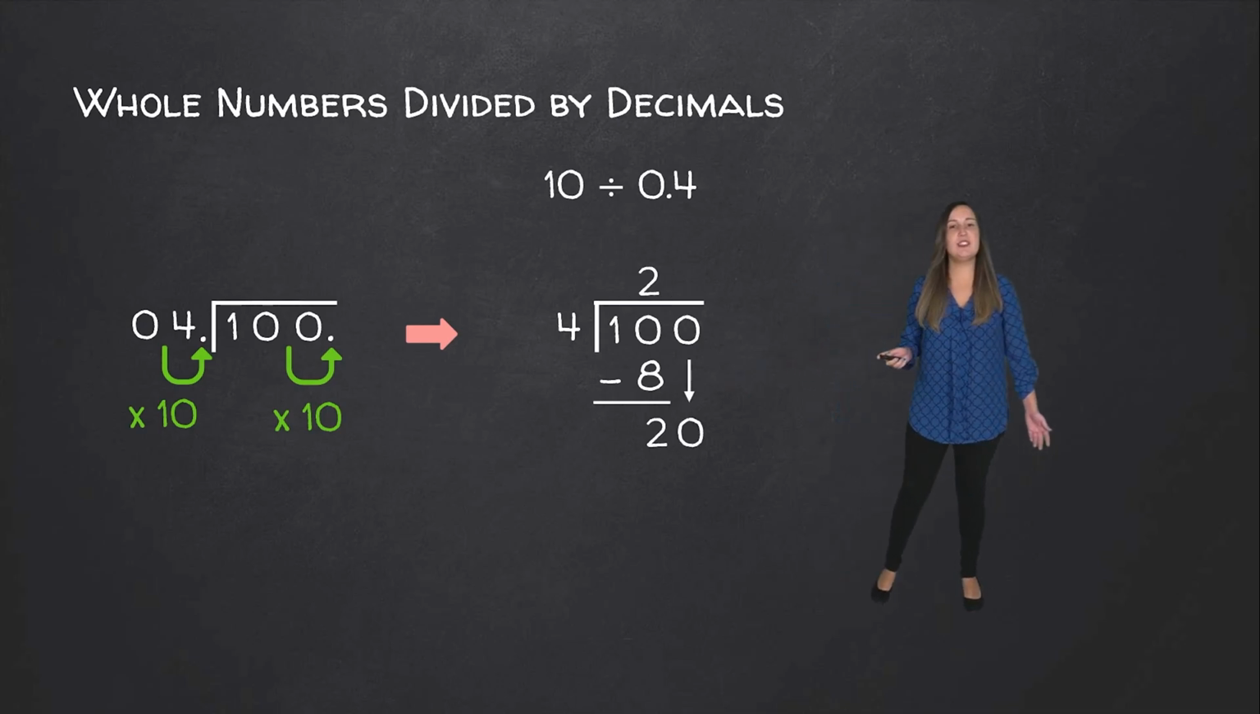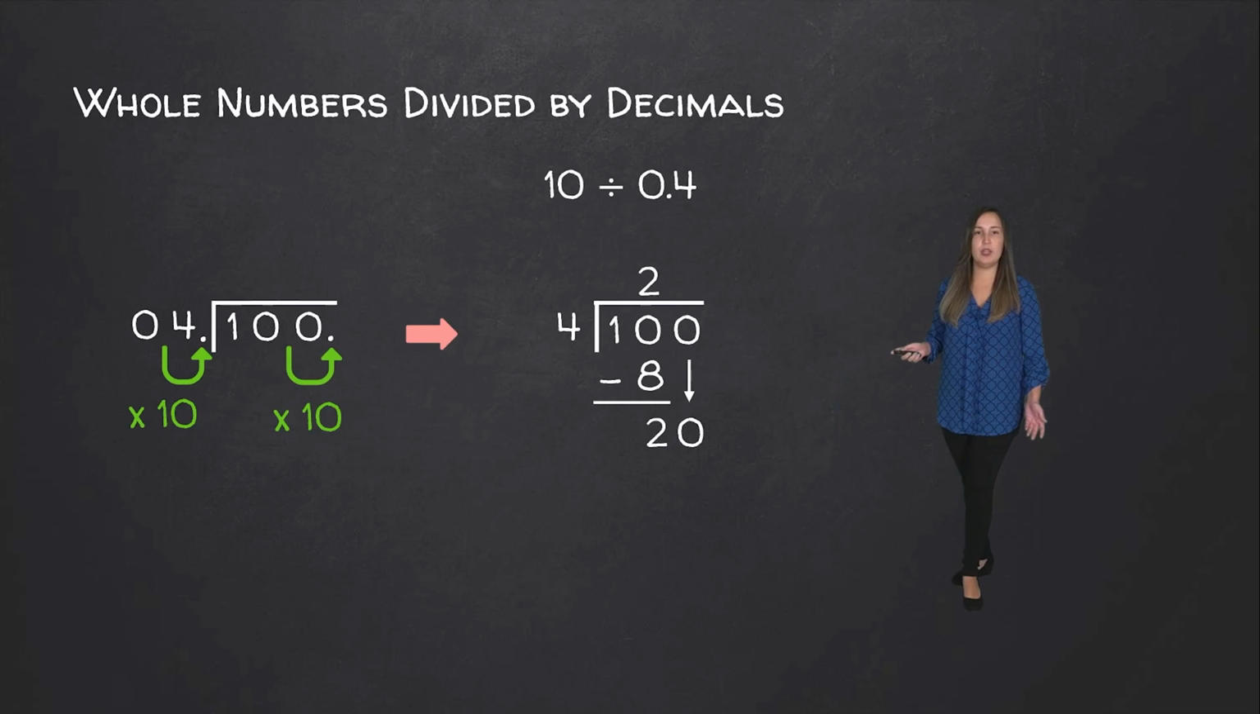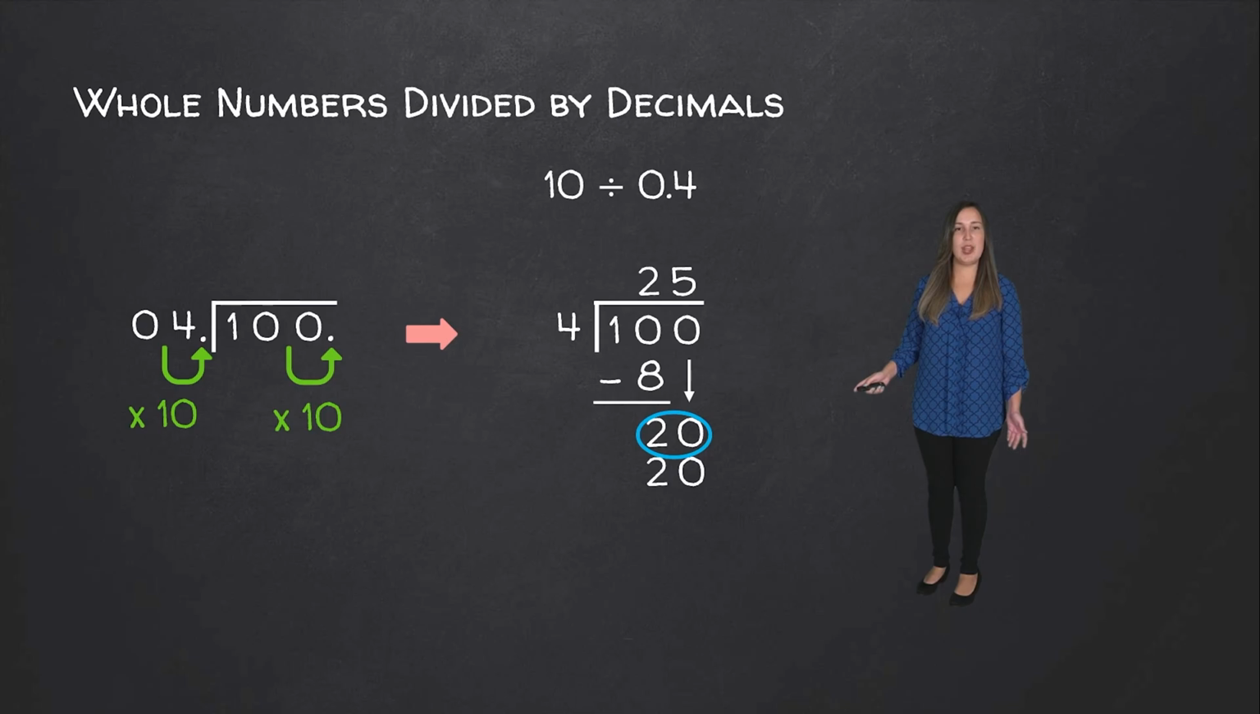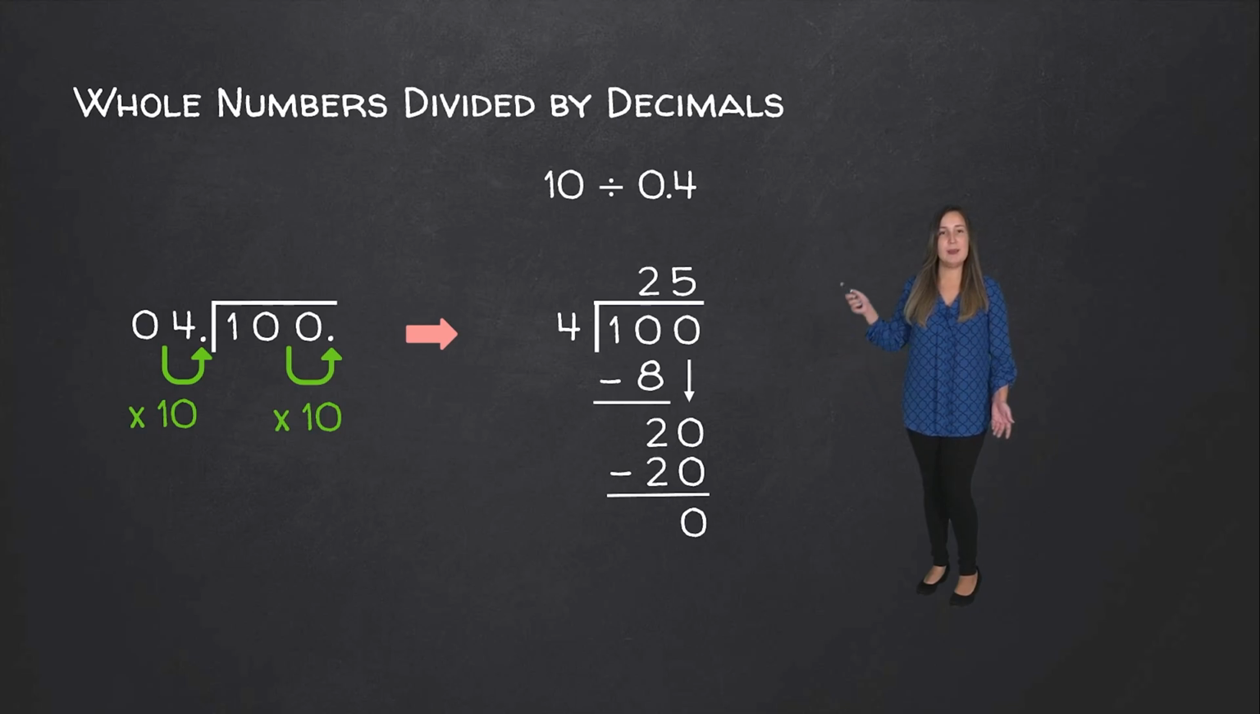Then we ask ourselves, how many times does 4 go into 20? Well, 4 goes into 20 5 times, because 4 times 5 is equal to 20. So we take that 20 and subtract 20. 20 minus 20 is 0, so there's no remainder. That means that 10 divided by 4/10 is equal to 25.